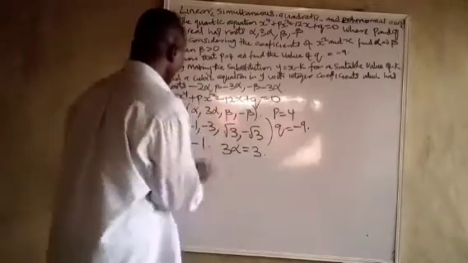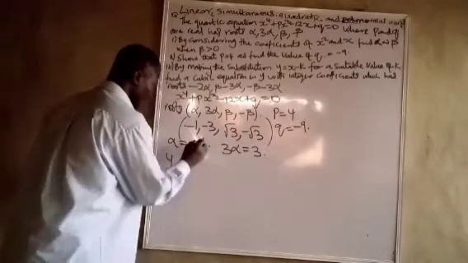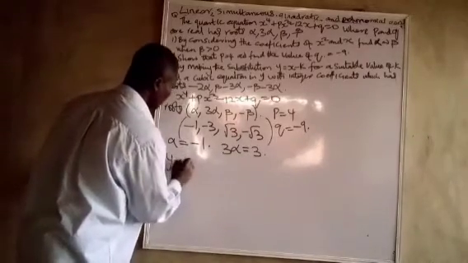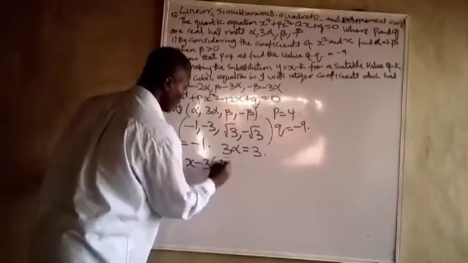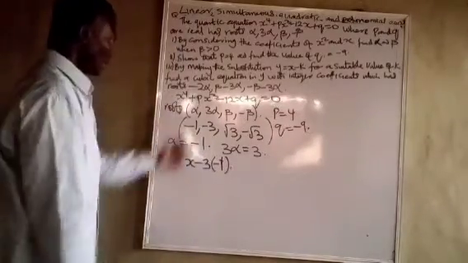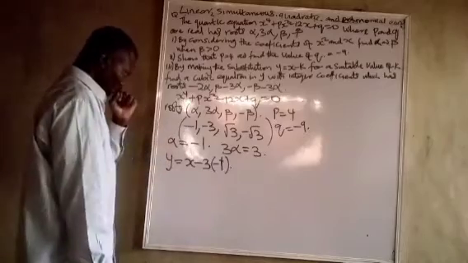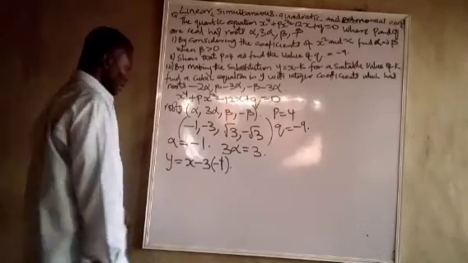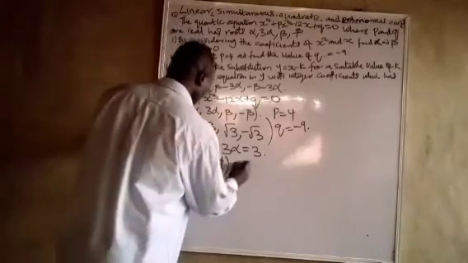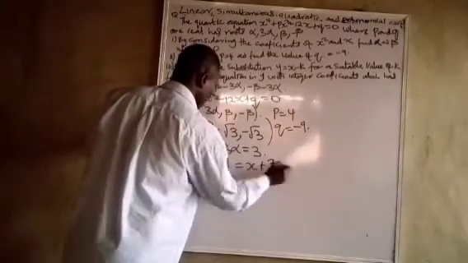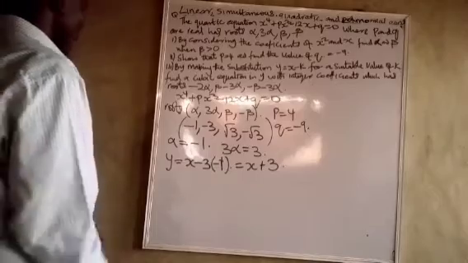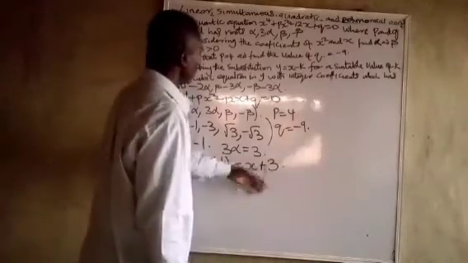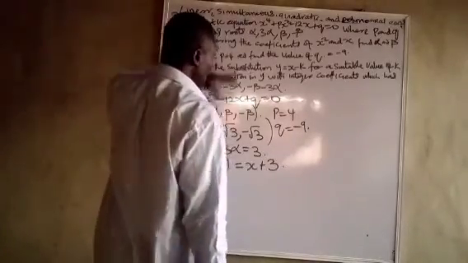So we can now see that the normal substitution should be y equals x minus 3 into minus 1, which is x plus 3. That's what we will have there. And now we will substitute x plus 3 into this equation to get the new equation.